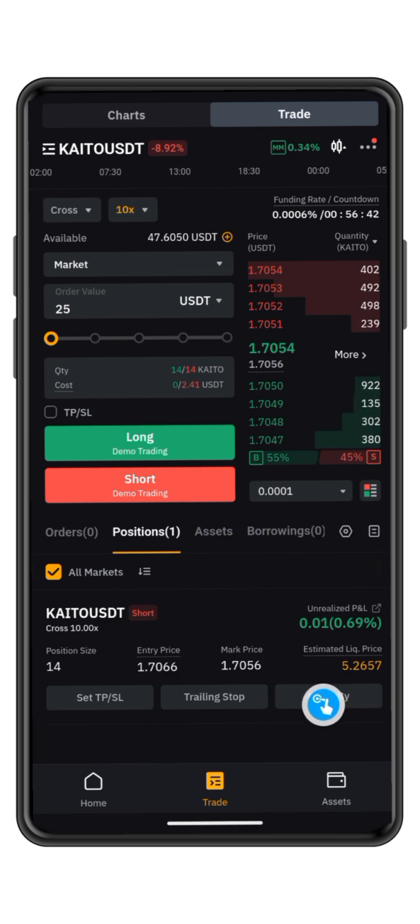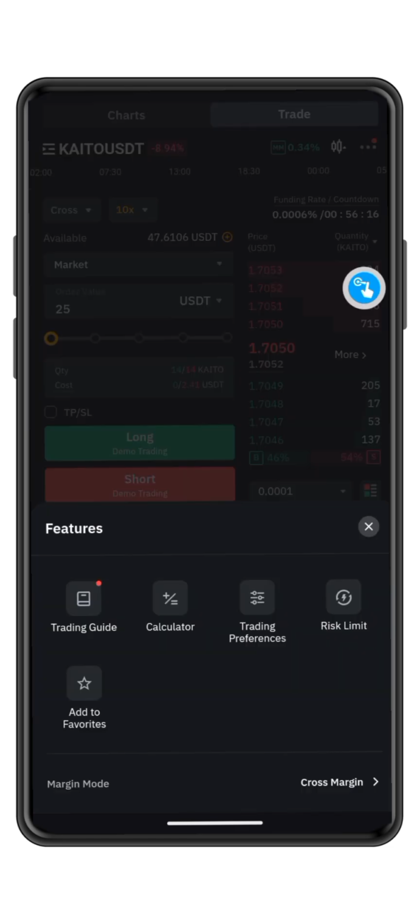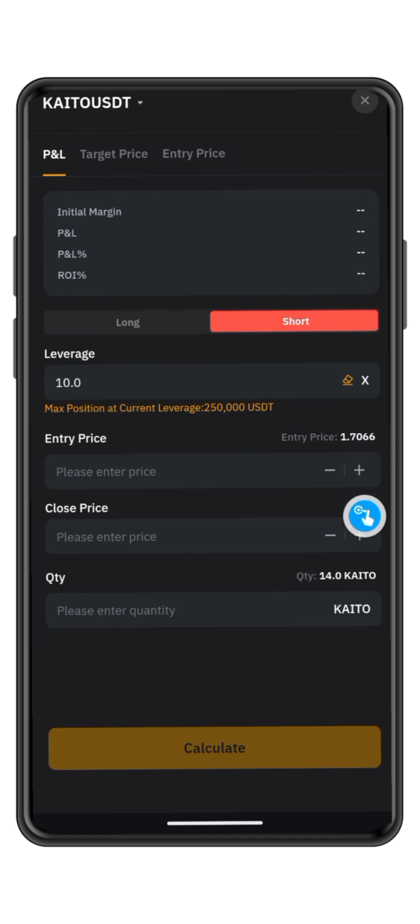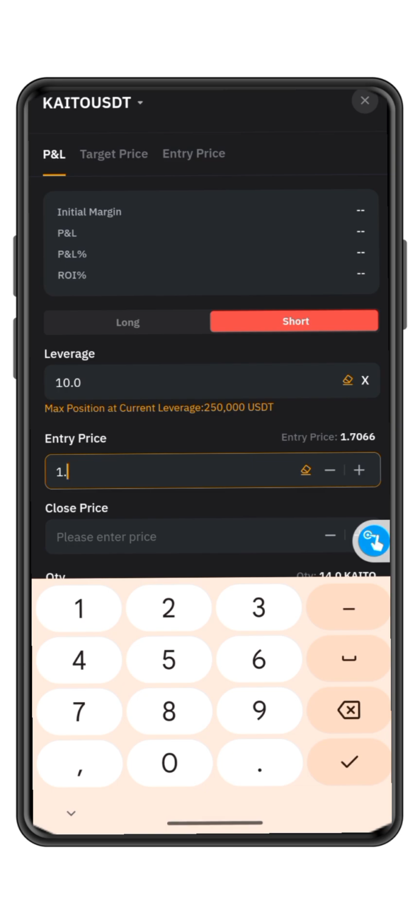Okay, but now let me show you something really important. There's a calculator up here. I'm going to put in these details here. Remember, our entry price is 1.7066 and we're using a 10x leverage. So select this calculator. I'm shorting, so I'm going to click on short. My leverage is 10. The leverage applied on this trade is 10. I entered this trade at 1.7066, so I'm going to put it in there, 1.7066. That was when I entered the trade, ladies and gentlemen.